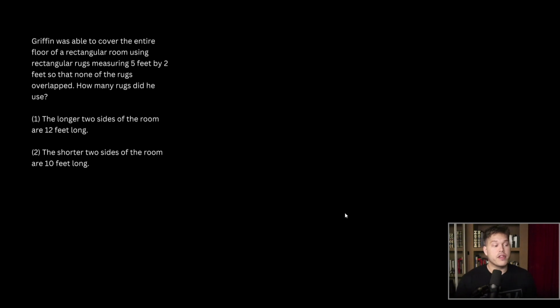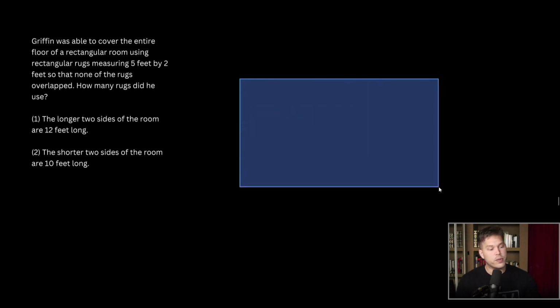Griffin was able to cover the entire floor of a rectangular room using rectangular rugs measuring 5 by 2 feet, so that none of the rugs overlapped. How many rugs did he use? And then statement 1 says that the longer two sides of the room are 12 feet long. Okay, so we have some room such that the longer of the two sides are 12 feet long.